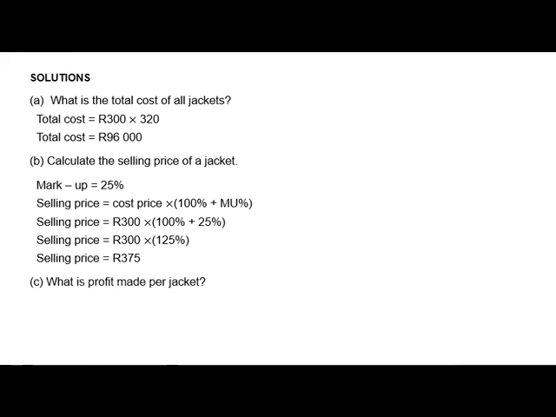What is the profit made per jacket? Profit will be selling price minus cost price. The selling price per jacket is 375 and the cost price is 300. 375 minus 300 will give you 75. So the profit made per jacket will be 75 Rand.